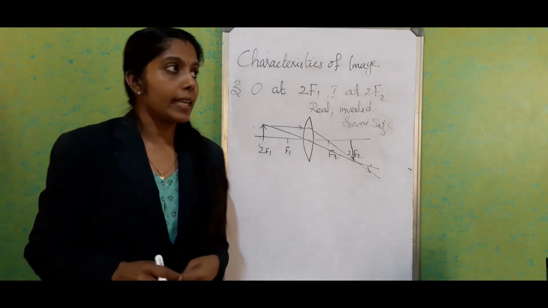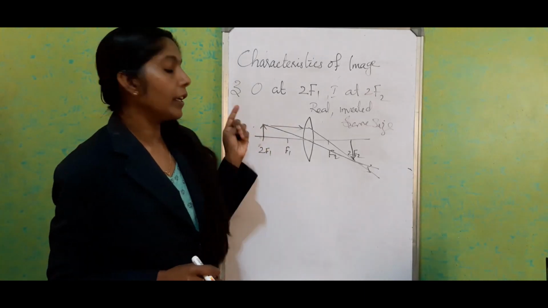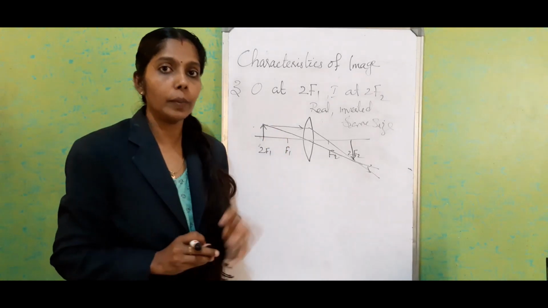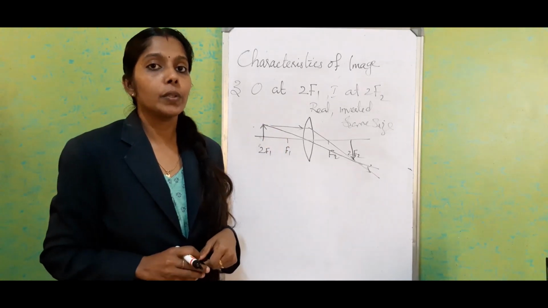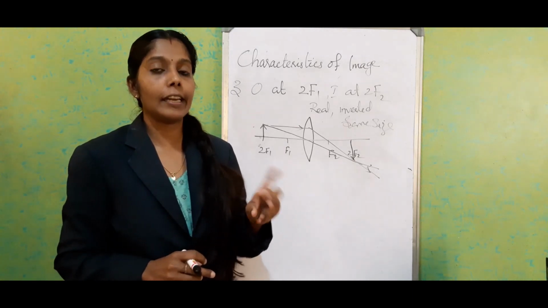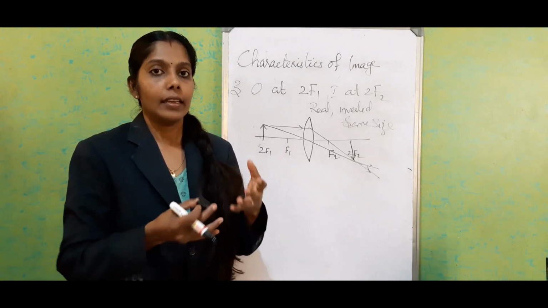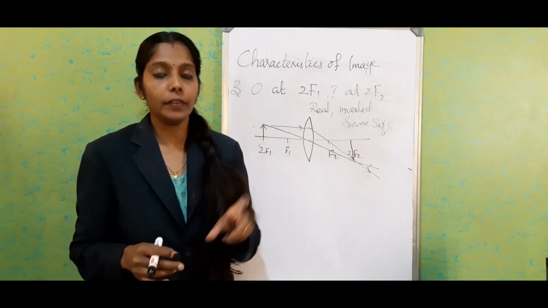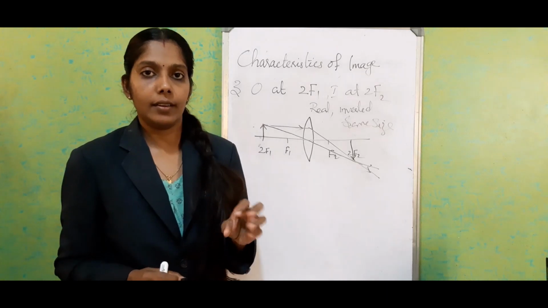If you see the application of this condition, when the object is at 2f1 and we are getting the image at 2f2 with same size, we are using it for the terrestrial telescope to get a clear image, making the inverted image into an erect image. So there we are using two sets of lenses.